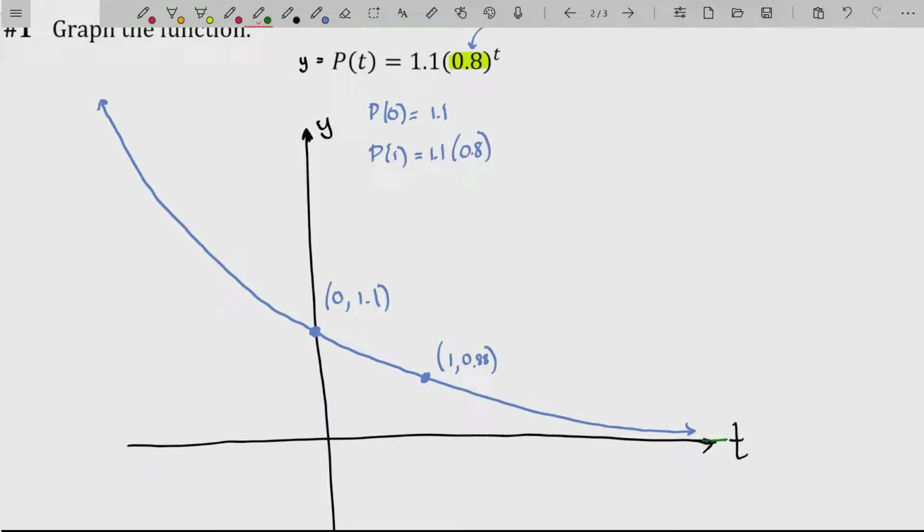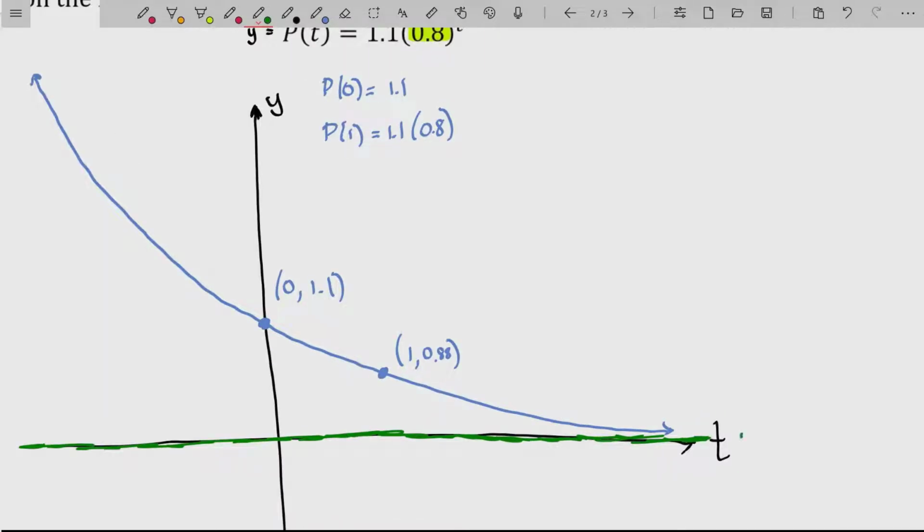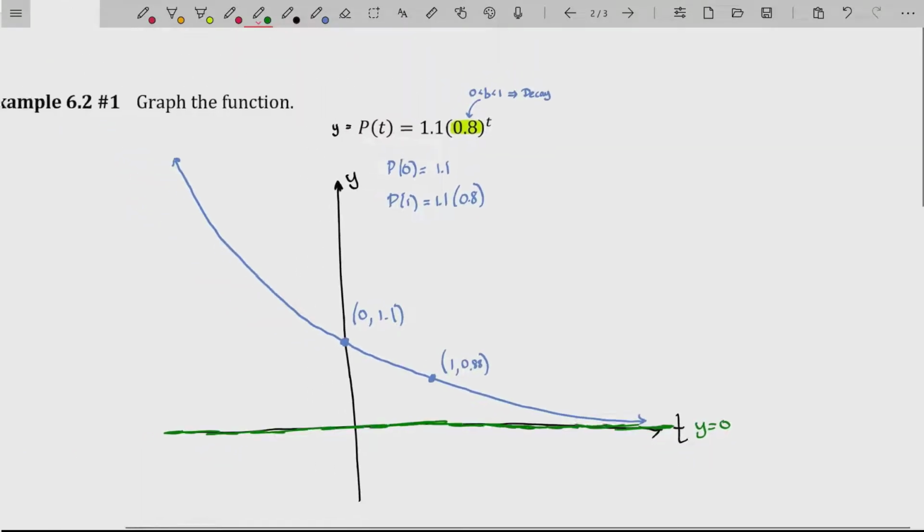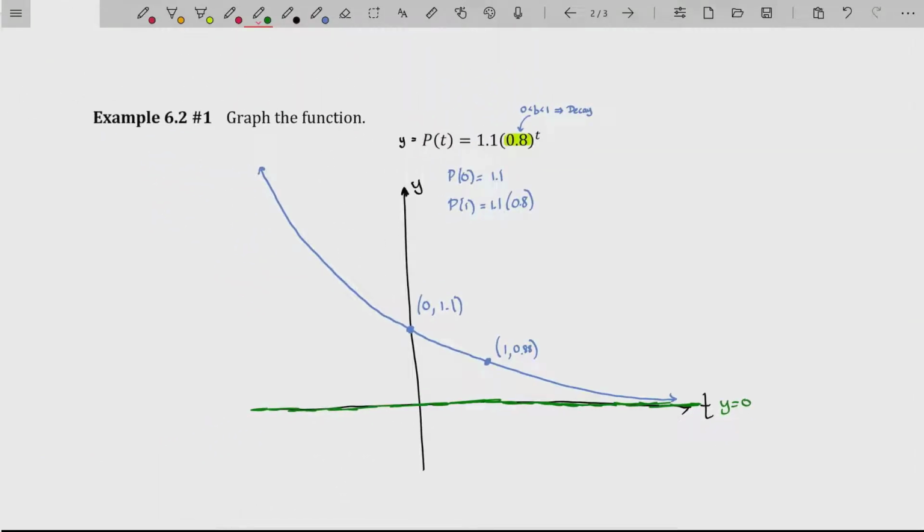I'll draw in the horizontal asymptote, although there really is kind of no point to draw in a horizontal asymptote when it's approaching just the t-axis here, but I'll just say this is a height of 0, just so everybody knows that I know there is a horizontal asymptote. Ladies and gentlemen, that is as crazy as it gets for a basic exponential function. Whether it's increasing or decreasing, it's that fast.